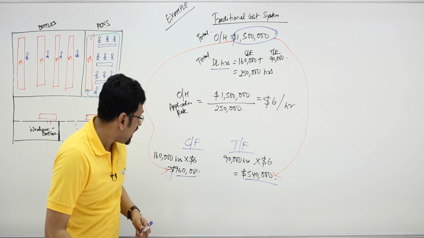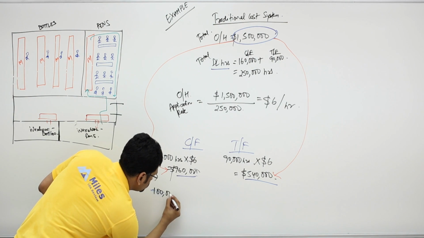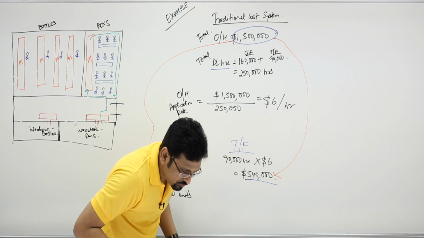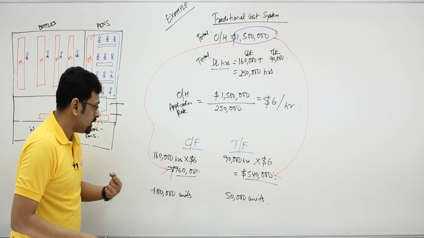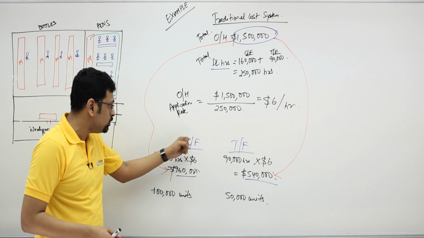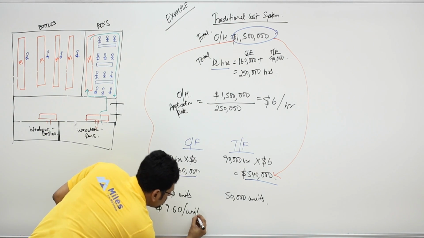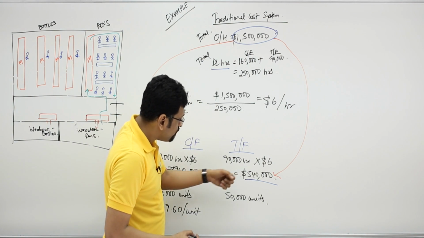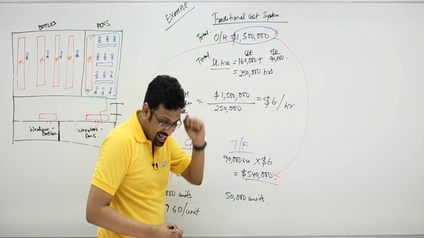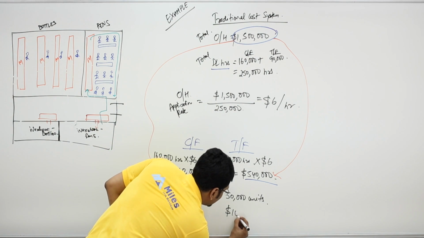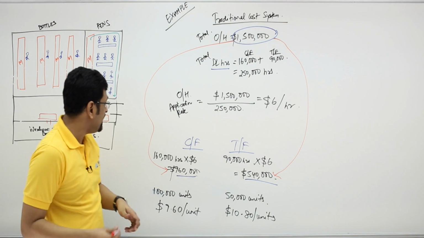Now it says ceiling fan, they've produced 100,000 units, and table fan, they've produced 50,000 units. So $960,000 of overhead got applied to 100,000 units of ceiling fan. So every unit of ceiling fan got $9.60 of overhead. Now looking at table fan, $540,000 of overhead got applied on the 50,000 table fan units. So every table fan got $10.80 of overhead costs. So this was using the traditional costing system.